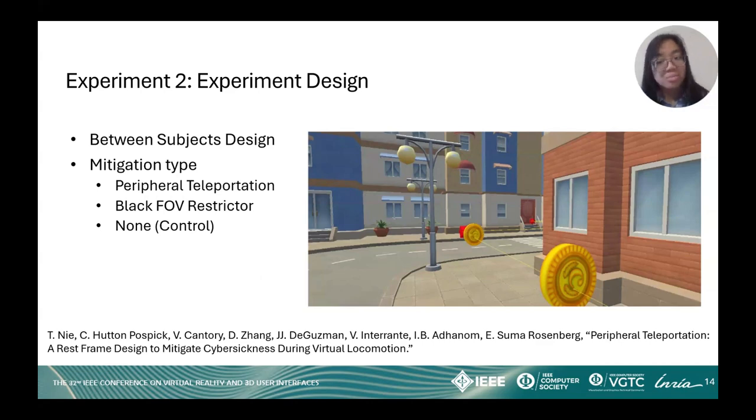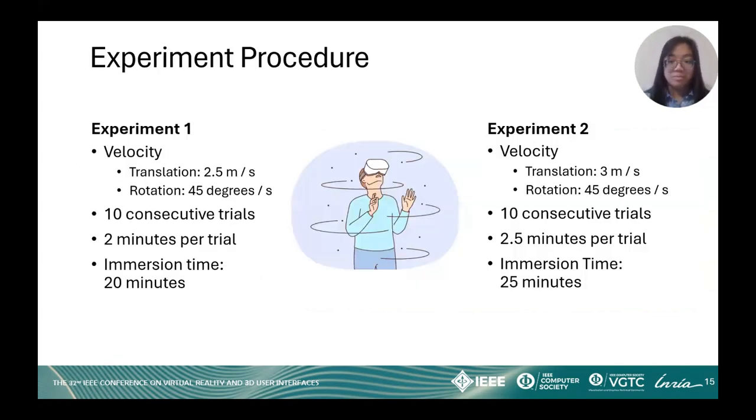Experiment 2 uses motion data from Ni et al.'s evaluation of the novel cybersickness reduction technique called peripheral teleportation. They used a between-subjects design based on the mitigation type. Both experiments used virtual locomotion controlled by the controller's thumbstick to move. They instructed participants to just stand in place and not walk. However, participants were able to physically rotate their heads.